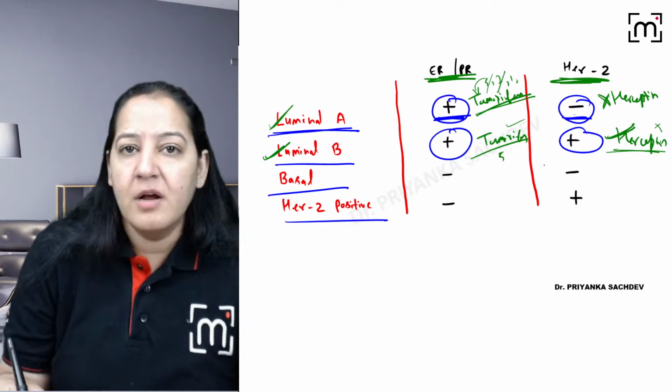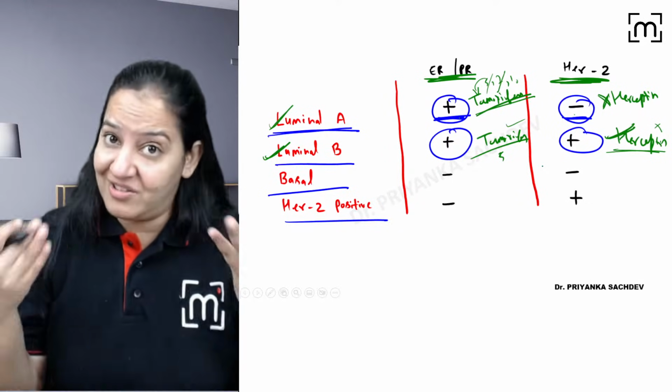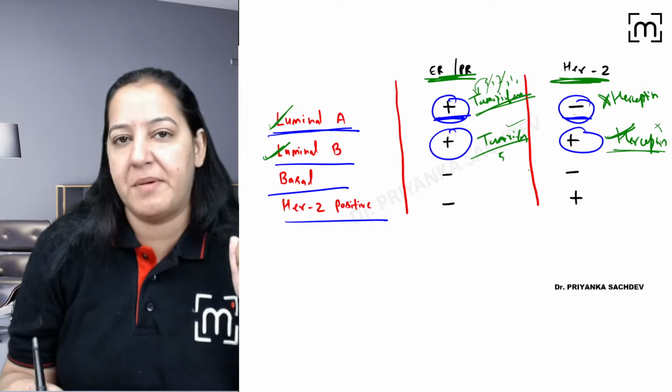We can afford only Tamoxifen. So they will not take Herceptin, and chances of recurrence are there if they don't take Herceptin or Trastuzumab. Give me a thumbs up.